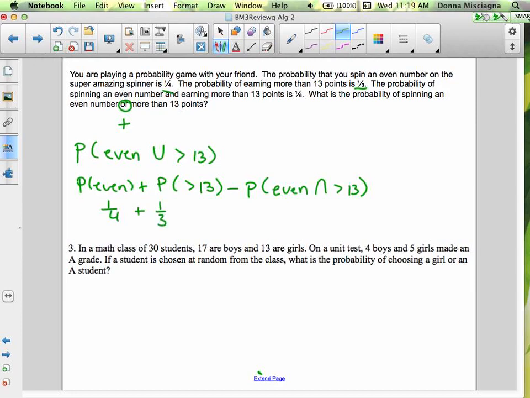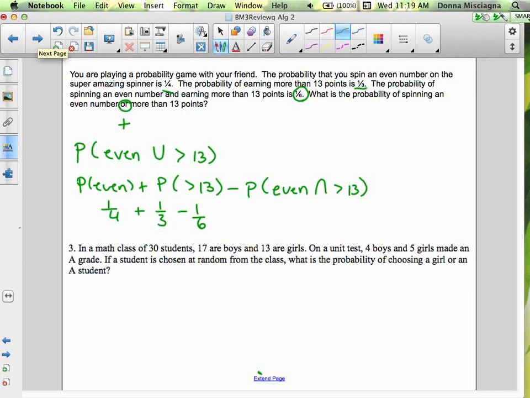The probability of spinning an even number and earning more than 13 points, right? The one that's in both categories is 1/6. So the probability of being in both categories is 1/6. We have to subtract the 1/6 off. Before we can do that, we need a common denominator, right?